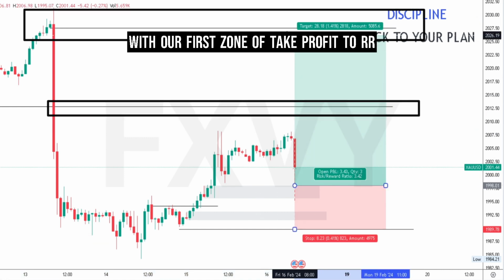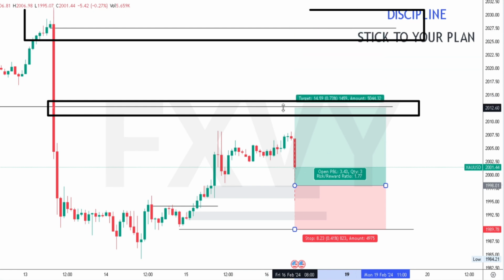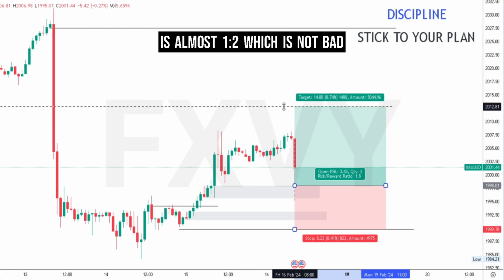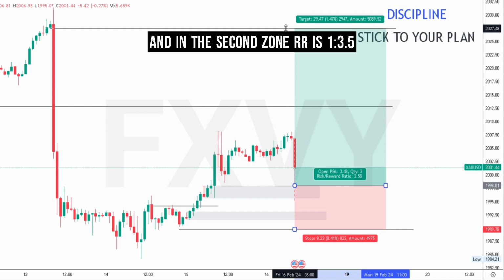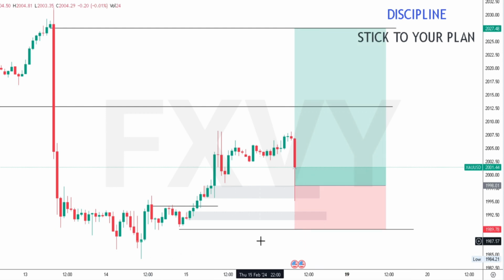With our first zone of take profit, the risk-reward ratio is almost 1:2, which is not bad, and in the second zone, the risk-reward ratio is 1:3.5.